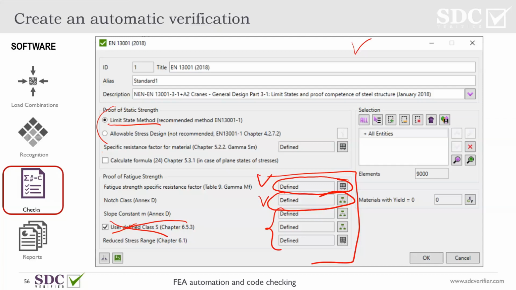Yeah, thanks. There is another question about notch classes. The setup of notch classes looks quite complicated, especially in the finite element model. How does SDC Verifier deal with this?